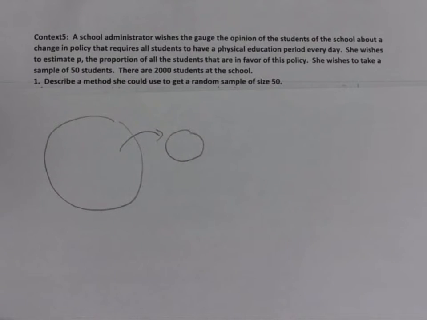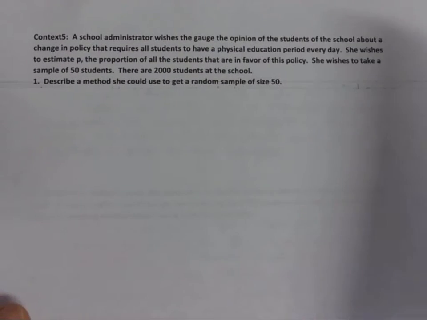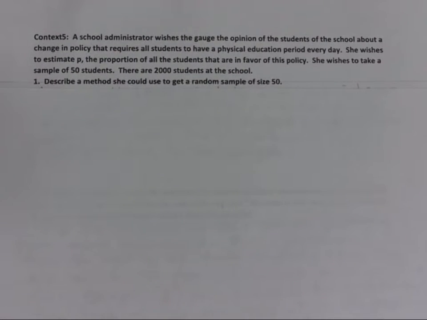So the first thing that I want to really talk about is that you've got to be able to describe exactly how you are going to get a random sample. It's not a hard thing to do, but you have to know the proper terminology in order to do it. It's a frequent question. It'll just say, describe how you get a random sample. So let's look at this.